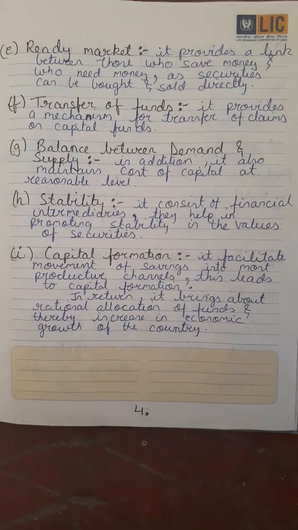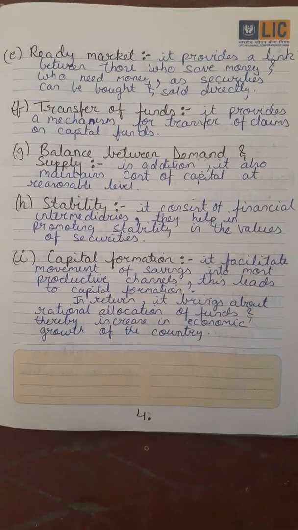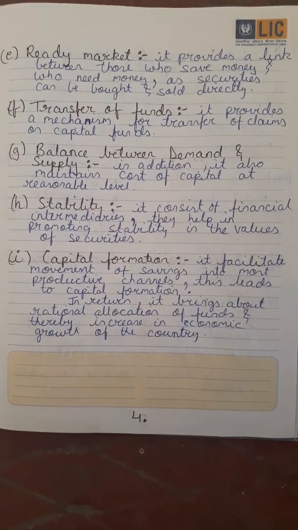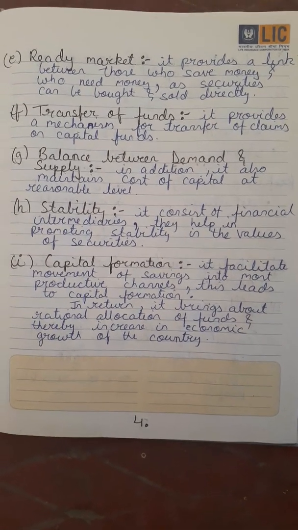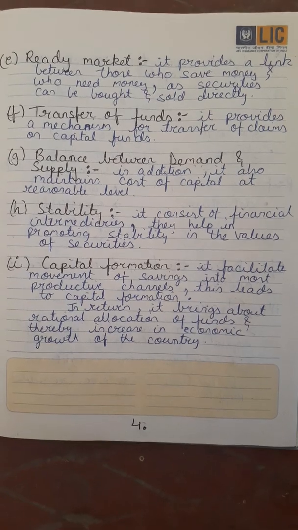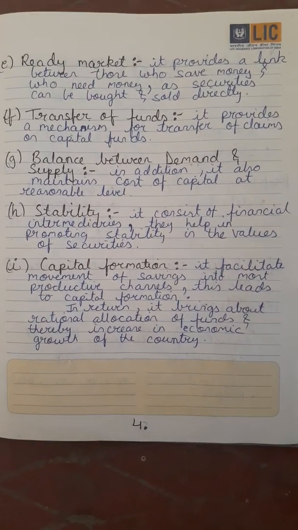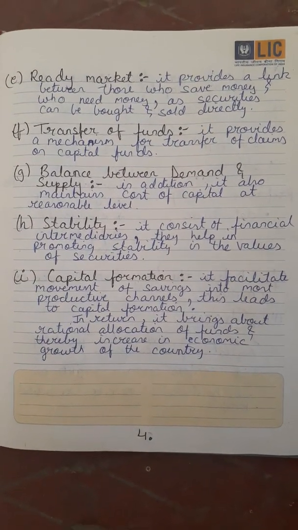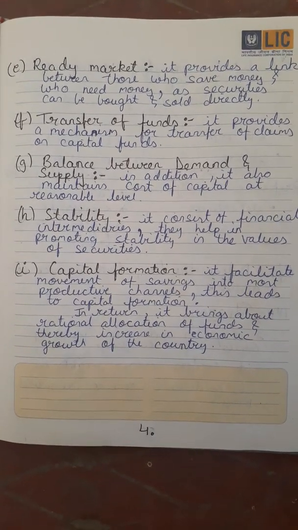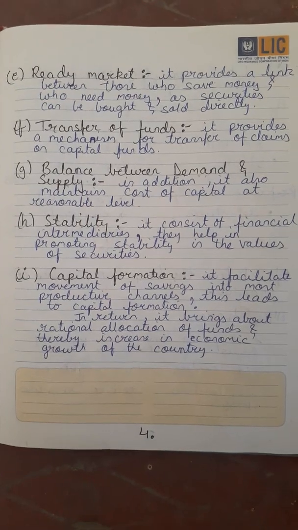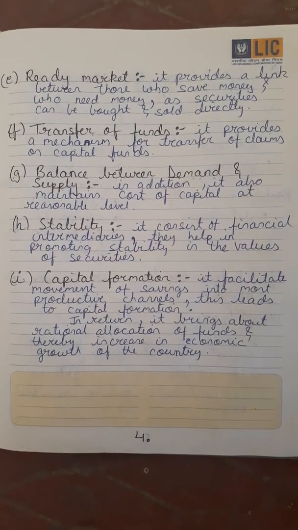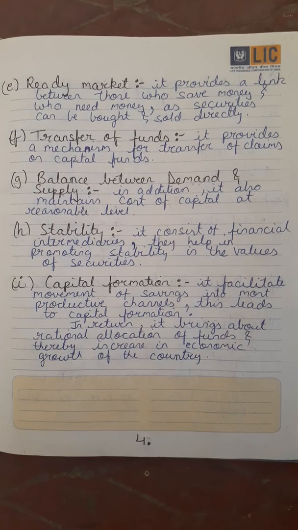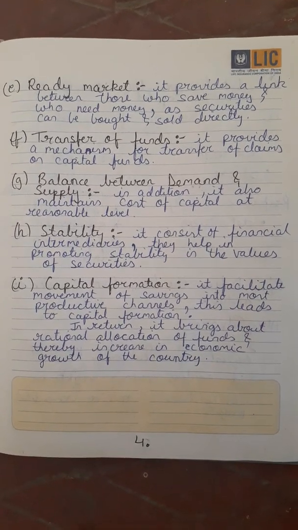Next, ready market. Capital market is a ready market because it provides a link between those who save money and those who need money. That is, it is a link between the providers and users, as securities can be bought and sold directly. Next, transfer of funds. It provides a mechanism for transfer of claims. Next, balance between demand and supply. It not just balances the demand for money and supply of money, but it also maintains cost of capital at a reasonable level.